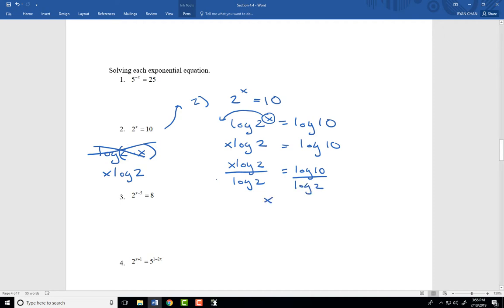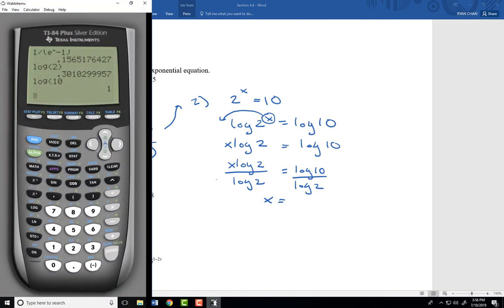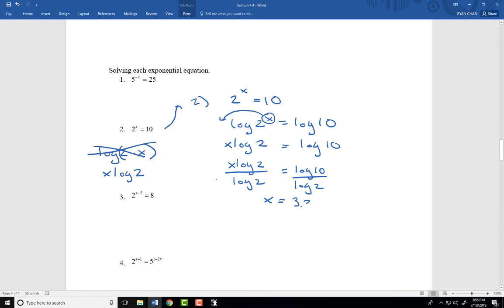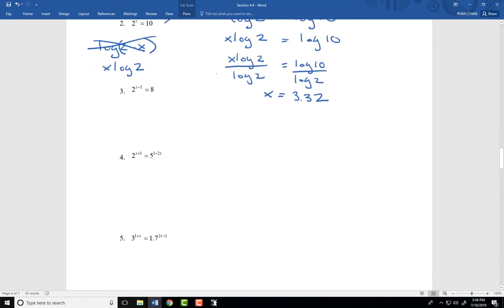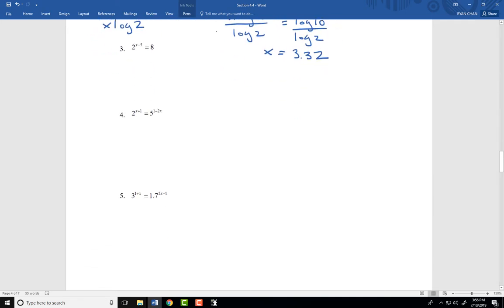Okay, so what will x be equal to? This is what we're going to do. We're going to do log of 10 divided by log of 2, and then I'll get my result, which is 3.32. Okay. Now, let's do another example here, okay?